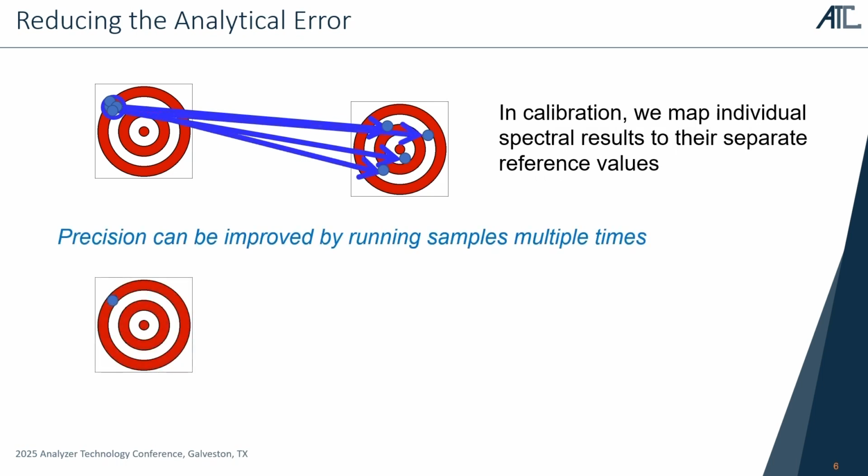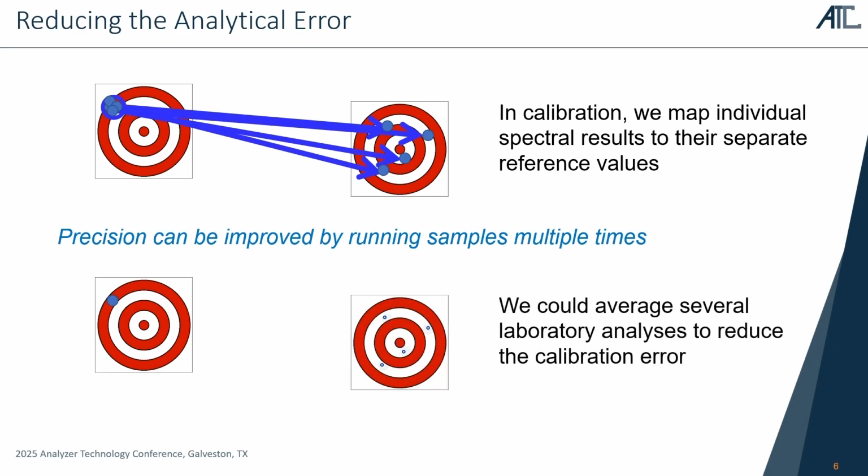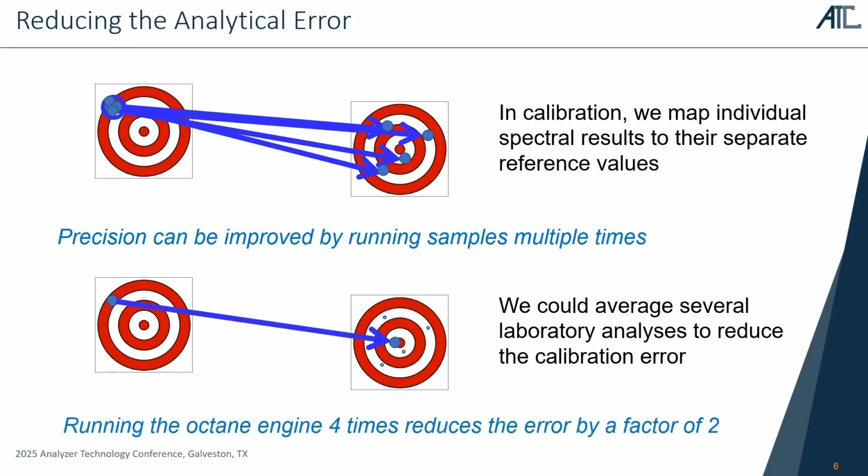The alternate that we have is we could take the spectra of a single sample, and instead of using it once, we run that octane engine, in this case 4 times, and take the average of that. That actually improves the precision of our measurement by a factor of 2, so it's the square root of 4. So that is one thing you can do, and that's something that nobody does, because no one wants to take the same samples and run them over and over again.